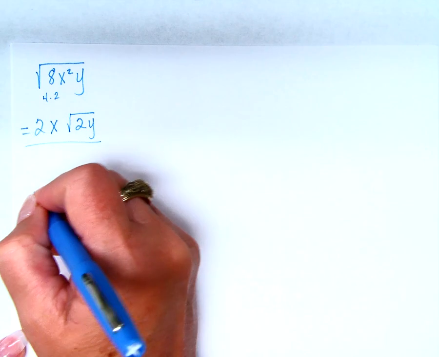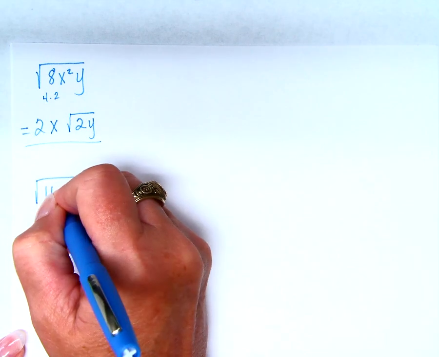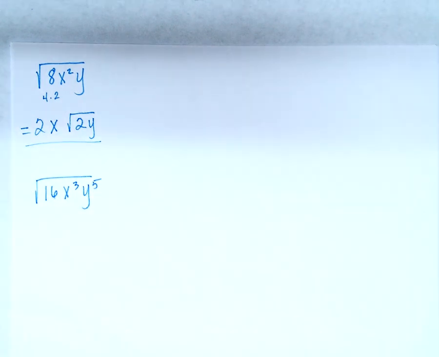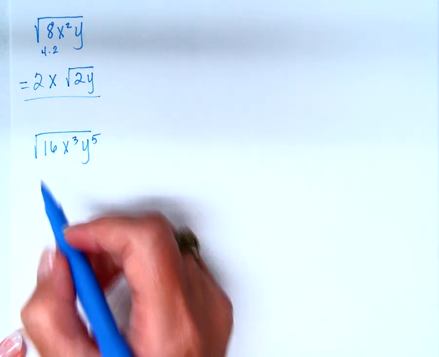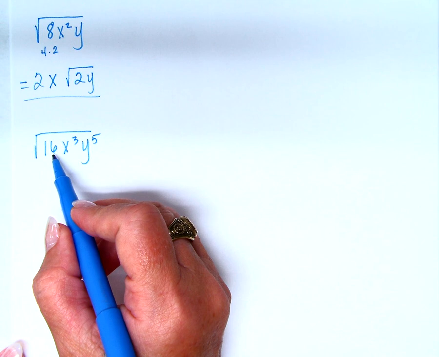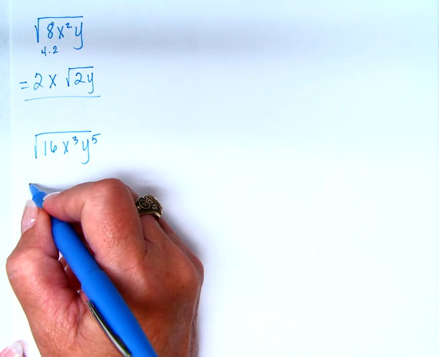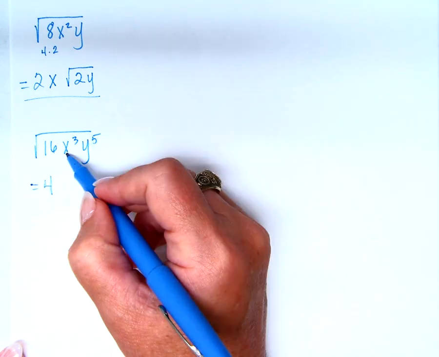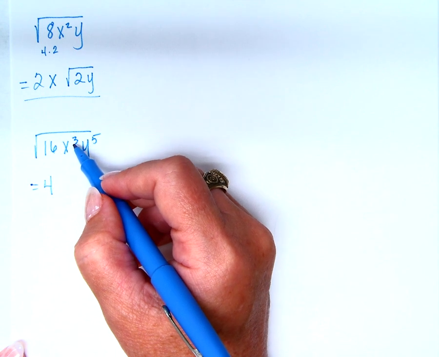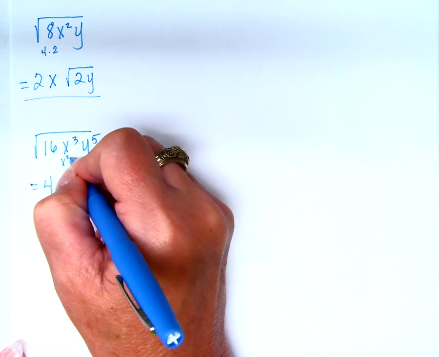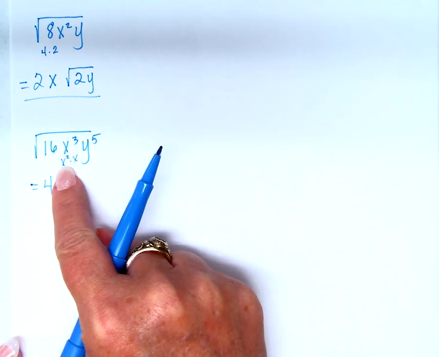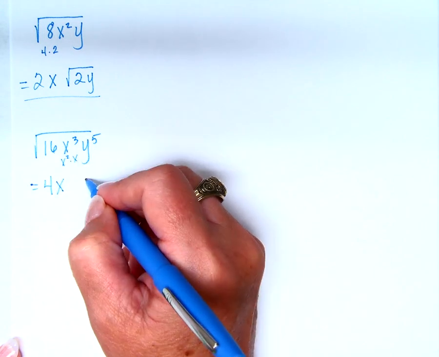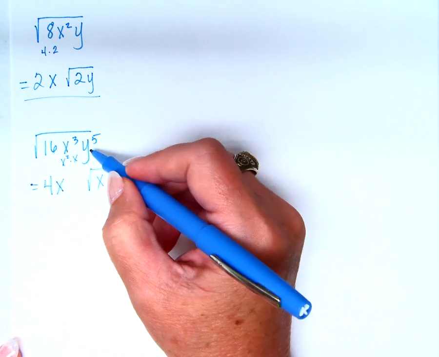What about the square root of 16 x to the third y to the fifth? Do I know the square root of 16? What is it? 4. Do I know the square root of x to the third? No, but it's x squared times x, right? Do I know the square root of x squared? It is. What do I do with this other x? Leave it underneath.